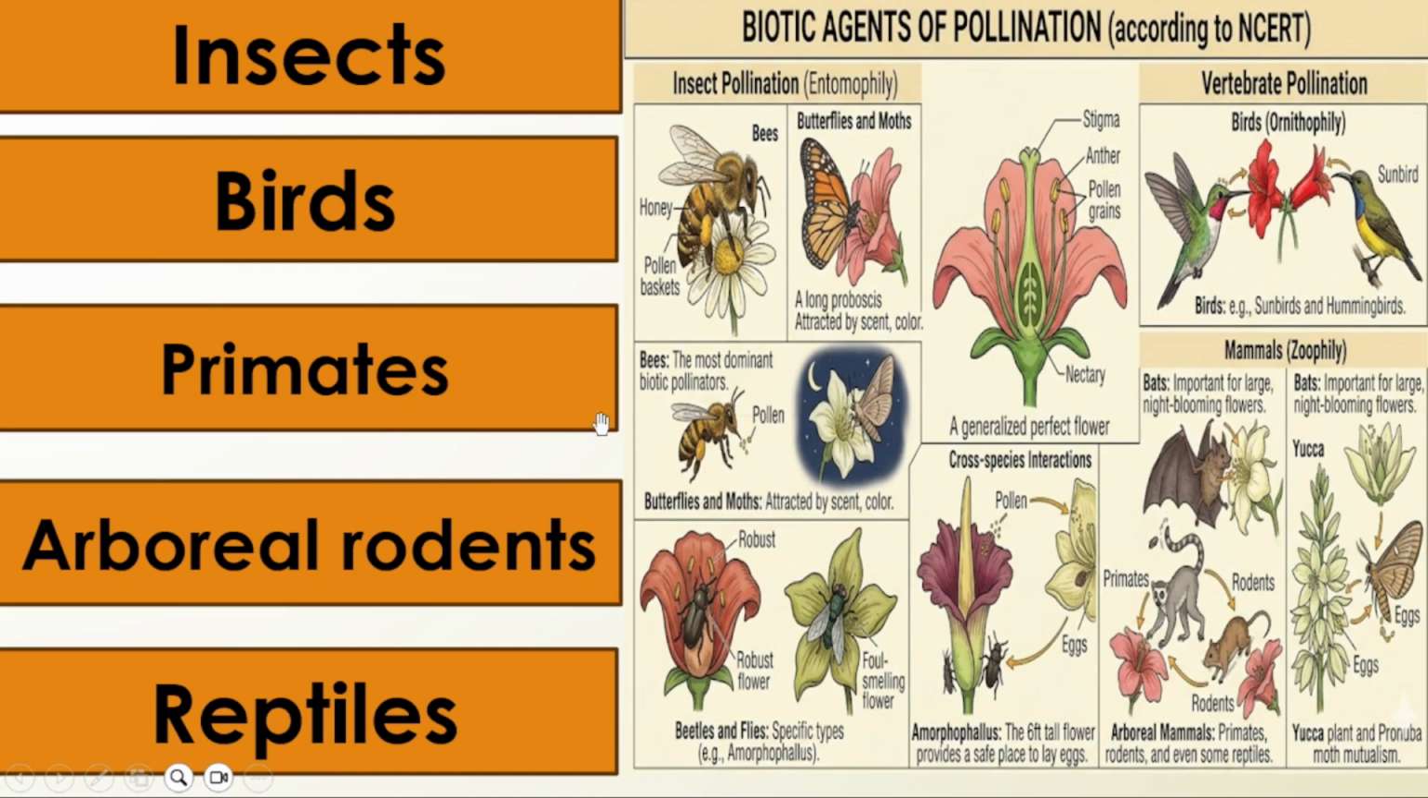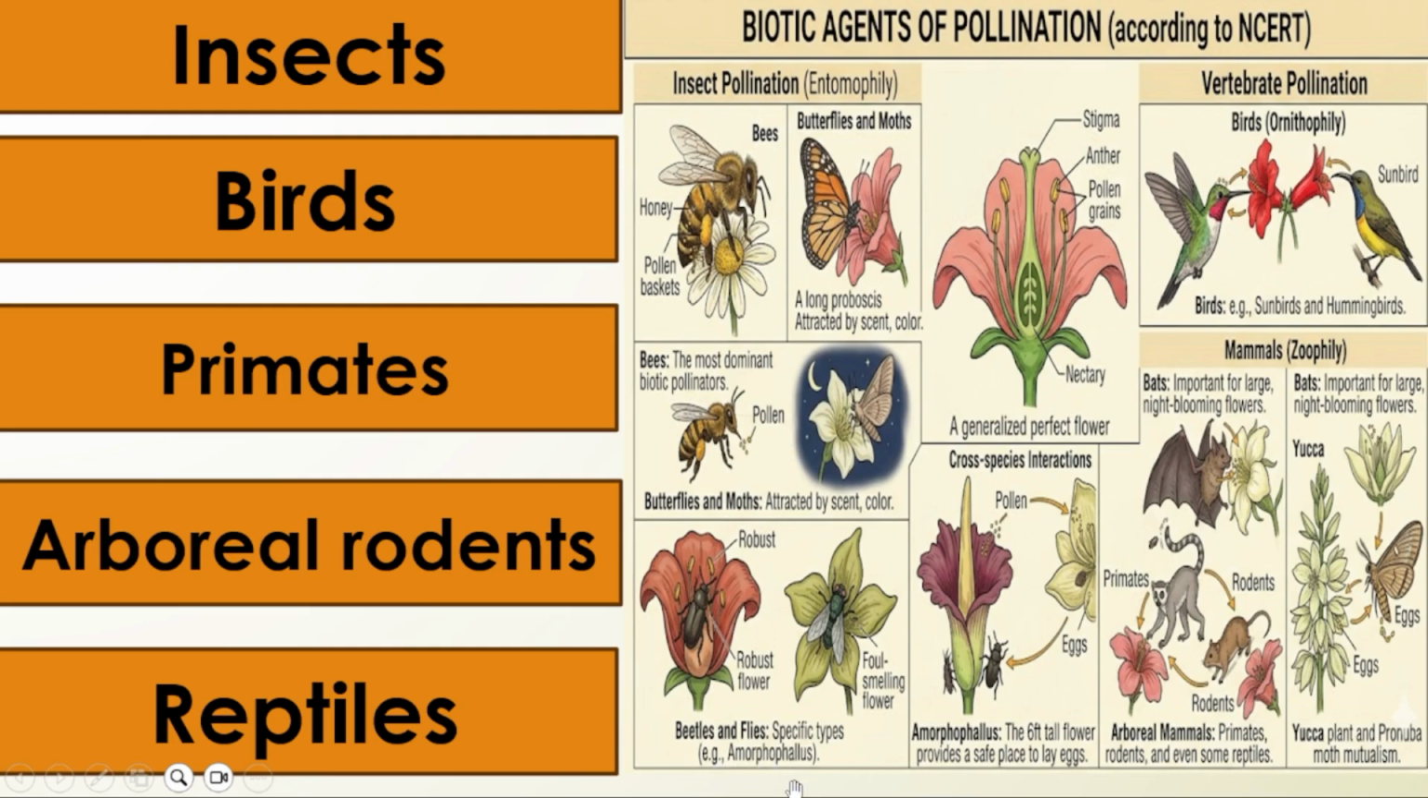Next, bees are the most dominant biotic pollinators. Butterflies and moths are attracted by the scent. Actually, bees and moths are attracted by the scent of the flower and its color. Flowers always have very attractive colors, isn't it? That's why. Next, beetles and flies, which are specific types.